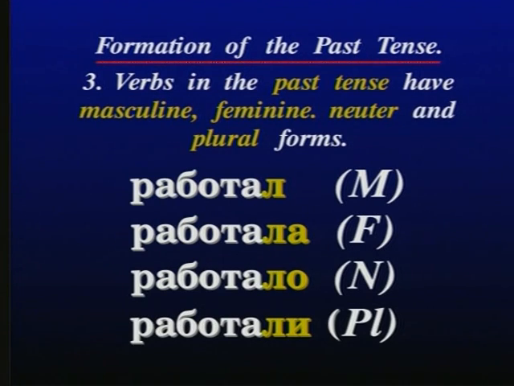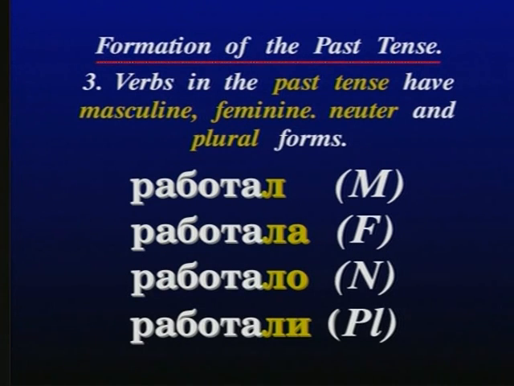Работала is a feminine form. Now we are adding -а after L. Работала. Работало is neuter. O is our neuter ending. Работали with the -и ending after L is plural. Работал, he worked. Работала, she worked. Now, работало, you will be using this past tense form with a neuter noun. Работали, they worked.